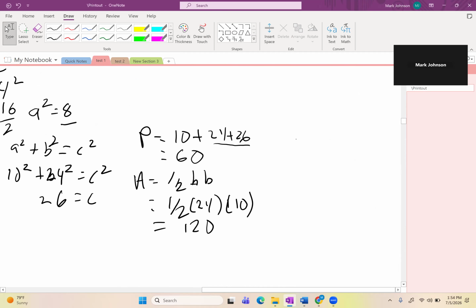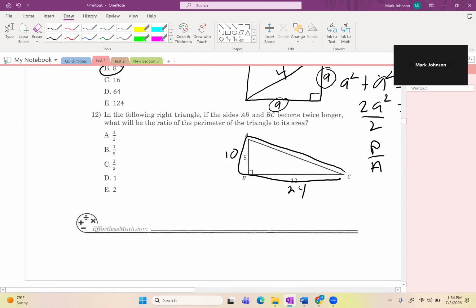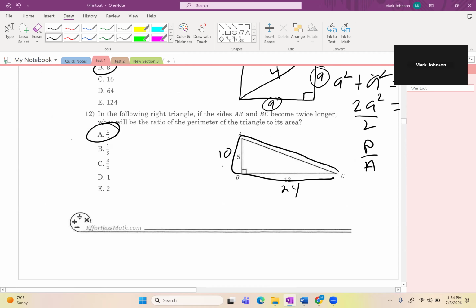So the perimeter divided by the area is equal to 60 divided by 120. That's equal to 1/2. So we go back here. A.